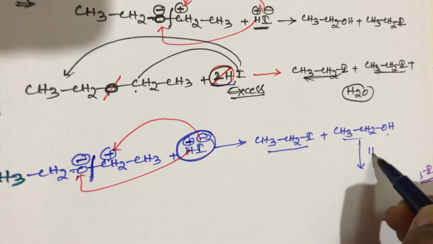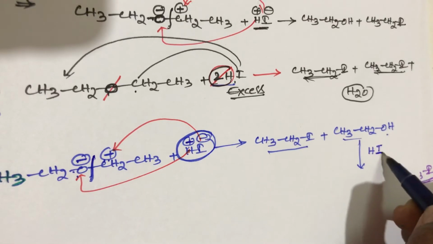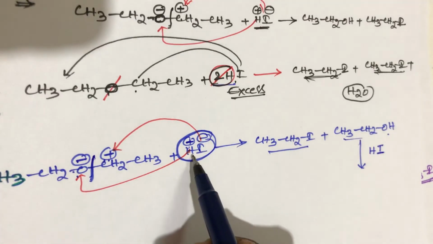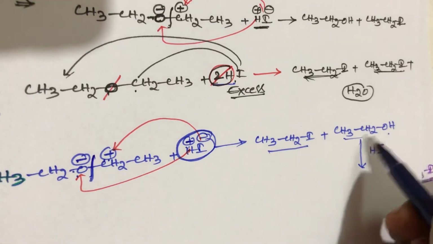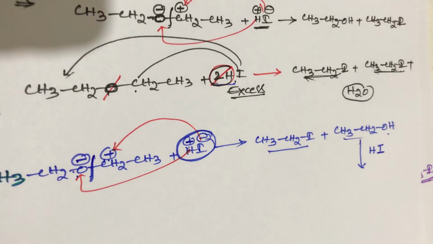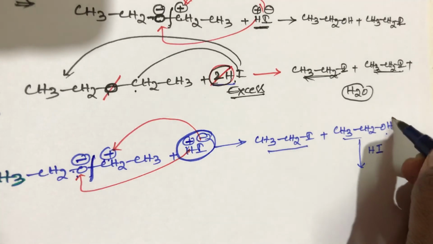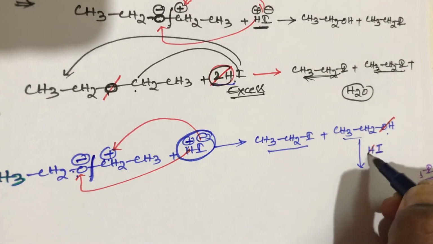When this ethyl alcohol again reacts with HI, next step: already one mole of ethyl iodide is involved, and the remaining one mole of HI again reacts with ethyl alcohol. What happens in this reaction? Here this OH from here, this H plus from here.